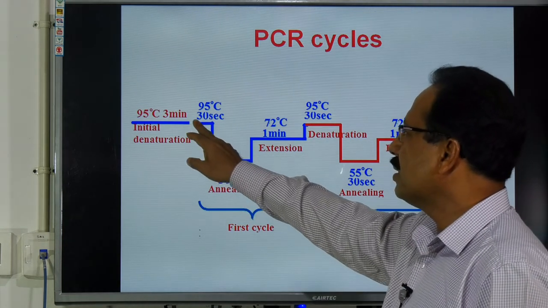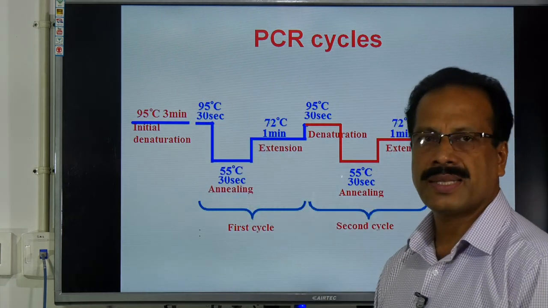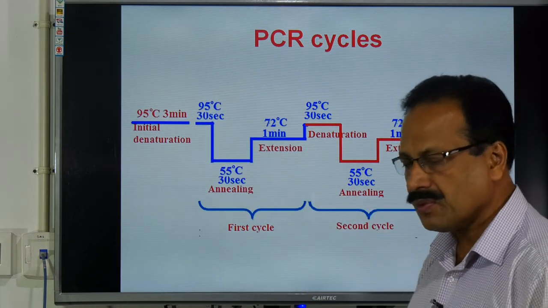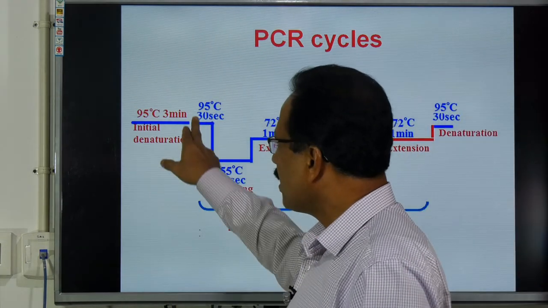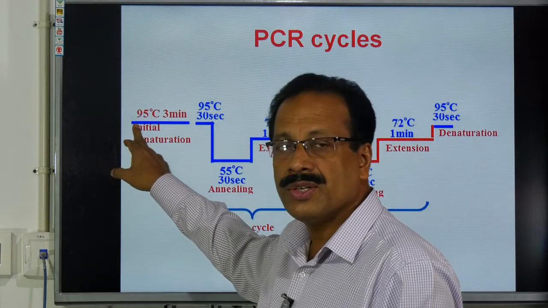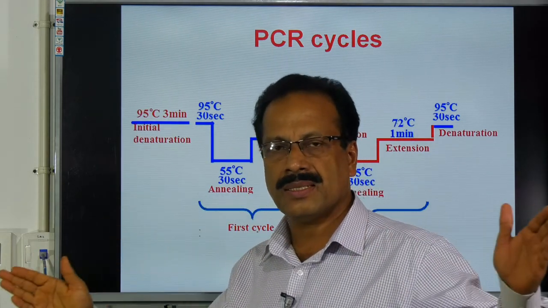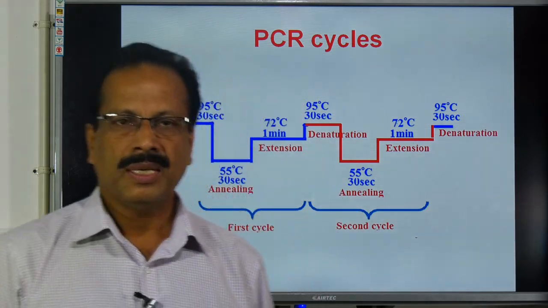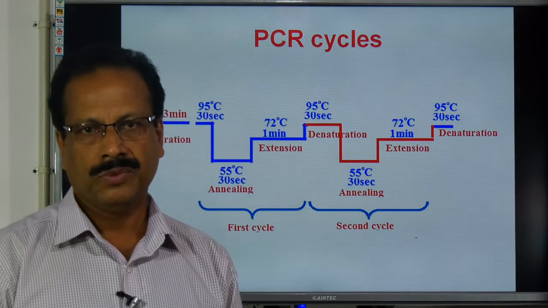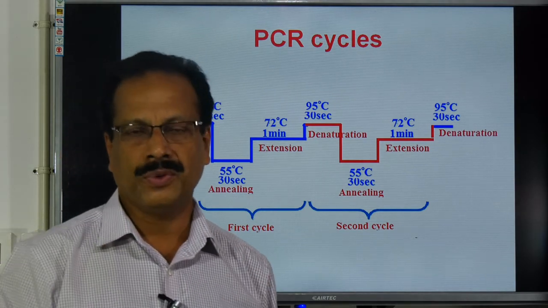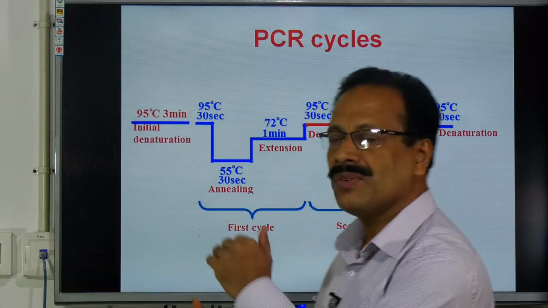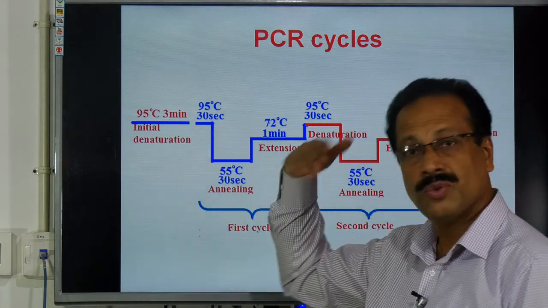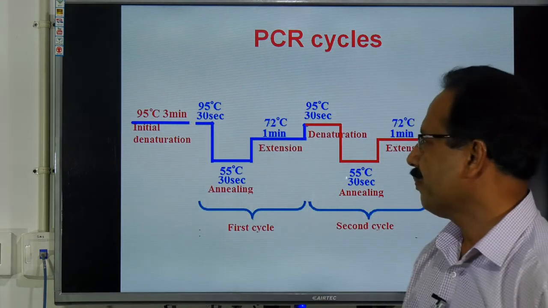Then this is where the real cycle starts. That is a short period at 95 degrees Celsius where the strands break. This initial denaturation ensures that all the strands are separated, because when we are using a DNA strand, it might be highly coiled in nature, so it might take a longer period of time for separation. That's why initially we use a longer period of denaturation, 3 minutes to 15 minutes depending upon the enzyme.